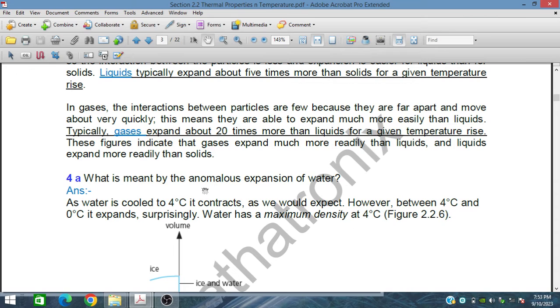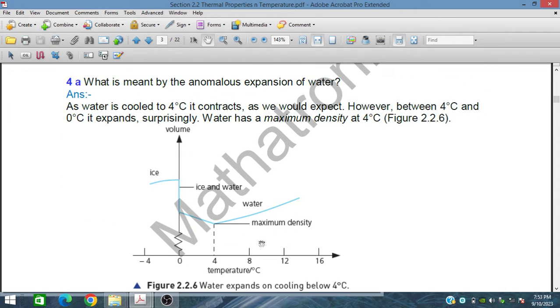What is meant by the anomalous expansion of water? This is a very important phenomenon that helps marine animals to live. As water is cooled to 4 degrees Celsius, it contracts. Up till this point, it contracts. So we are cooling from a high temperature to a lower temperature, its volume is decreasing. Volume is decreasing with the cooling. So the temperature is reducing and its volume is reducing. So density is increasing.